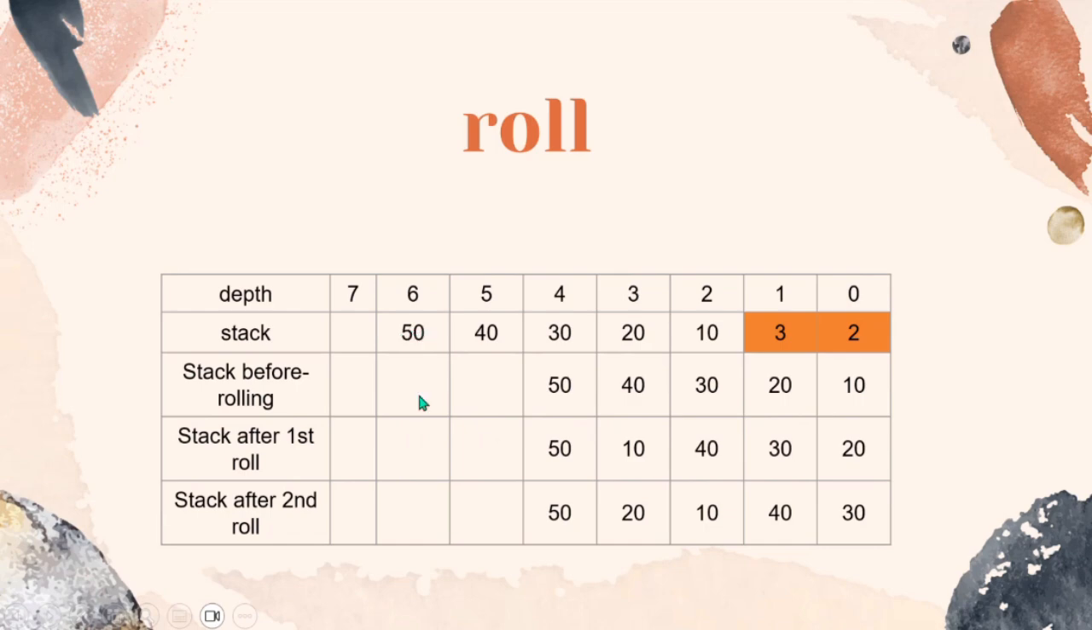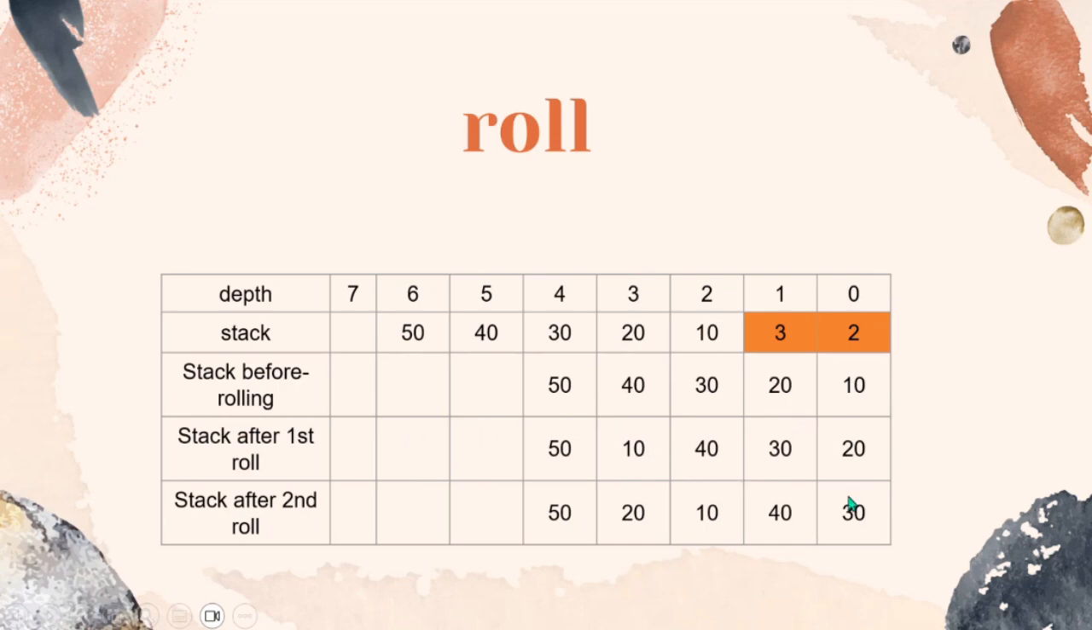So we can see here the stack before rolling is 50, 40, 30, 20, 10 because we popped these. Now the stack after the first roll will be 50, 10, 40, 30, 20. Why? 10 is the top of the stack. We'll move it to depth 3. So depth 3 is here, and we moved 10 here. The other values, we moved them above 10. So this is the stack after the first roll.